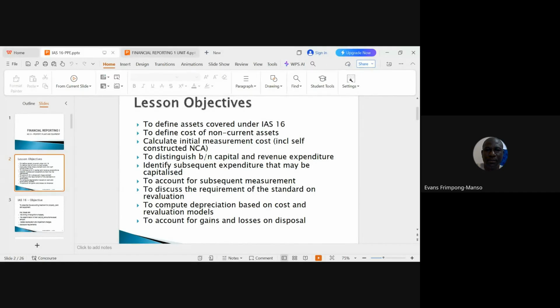We can get profits, we can get loss. So how do we account for the profit, which we call the gains, and how do we account for the losses?